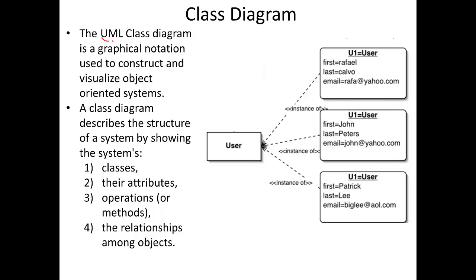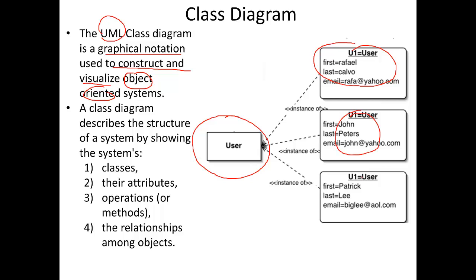In UML, the class diagram is a graphic notation used to construct and visualize object-oriented systems. In an object-oriented system, we have a class, okay? Then for each class, we have different objects. So this shows one example of a class diagram.